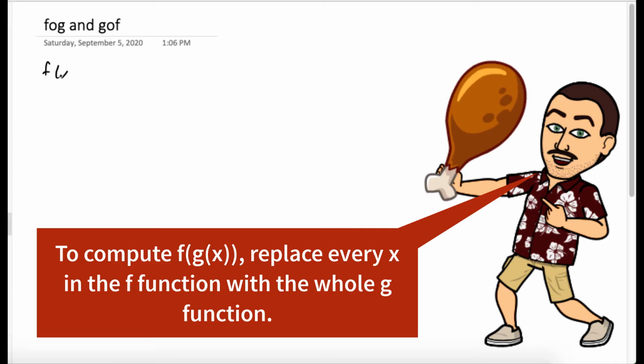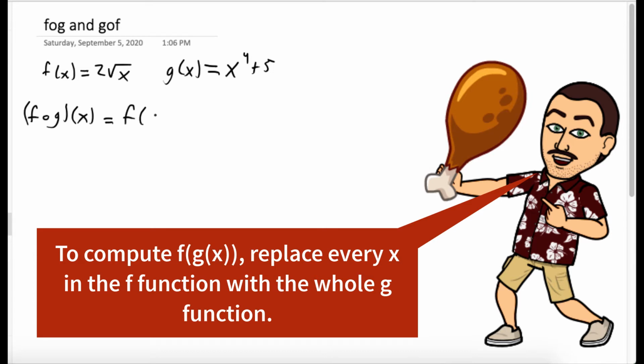So we want to find f of g of x, g of f of x, and f of f of x. And here our function f of x is 2 square root of x, and g of x is equal to x to the fourth plus 5. So let's start with f composed with g of x, f o g of x, if you will. So this is f of g of x.